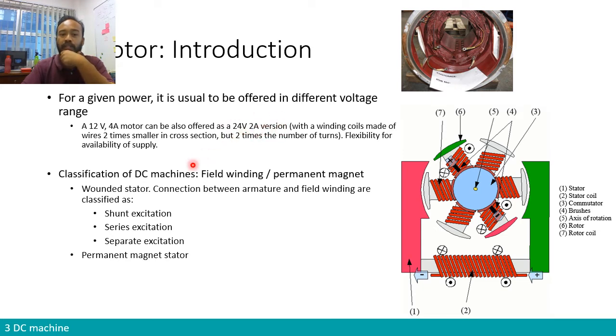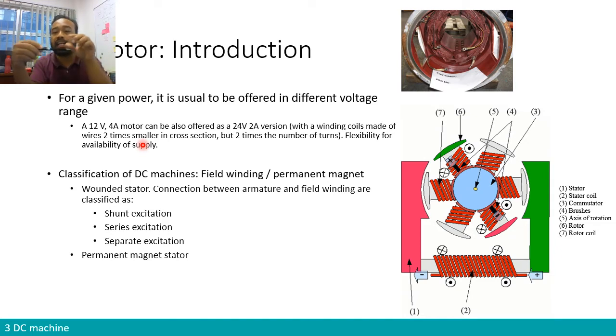So how do we do it? We do it by making the winding of the coils in the armature a bit different, where you will have a winding with a 2 times smaller cross section. If you're using a conductor with a certain diameter, now you need to reduce the diameter of that conductor, right? Because you are only carrying 2 amps, and the diameter of the conductor needs to be proportional to the current.